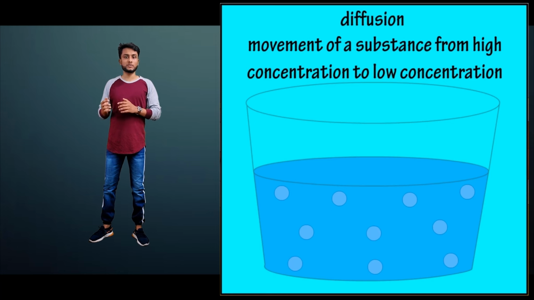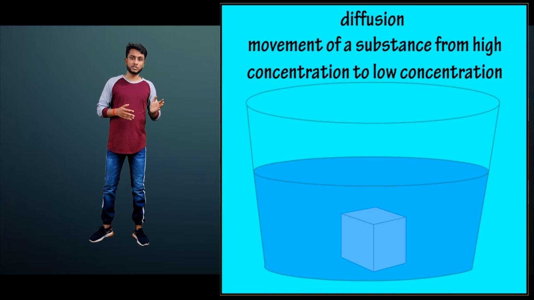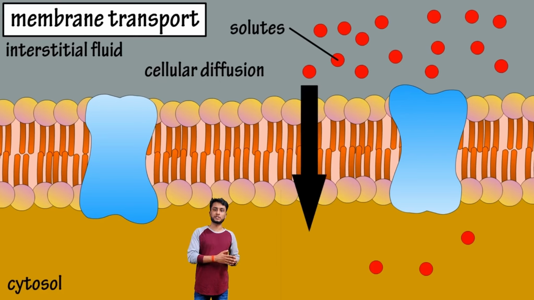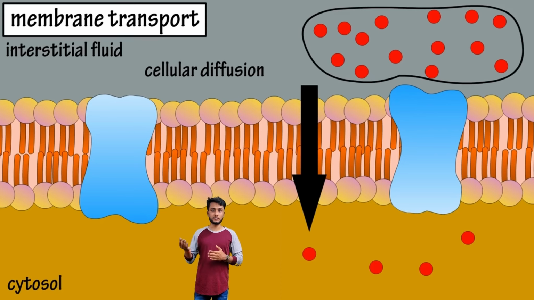Diffusion occurs because of a concentration gradient, the difference in concentration between two different areas, so sugar molecules move from their higher concentration to their lower concentration. And this same diffusion occurs in the cell when solute particles move across the plasma membrane from their higher concentration to the area of their low concentration. This totally depends on the difference in concentration at the interstitial fluid and at the cytosol.